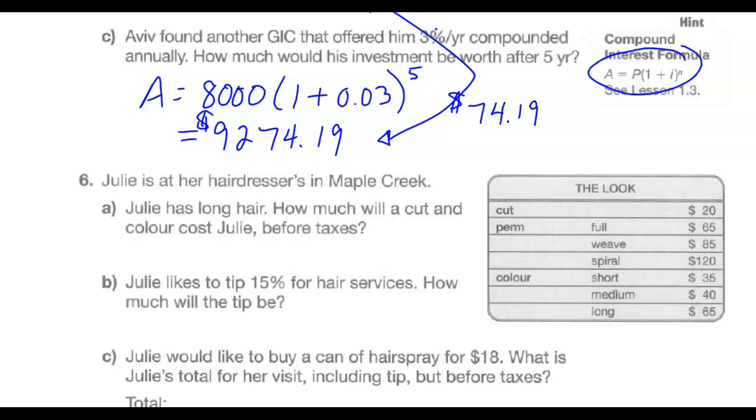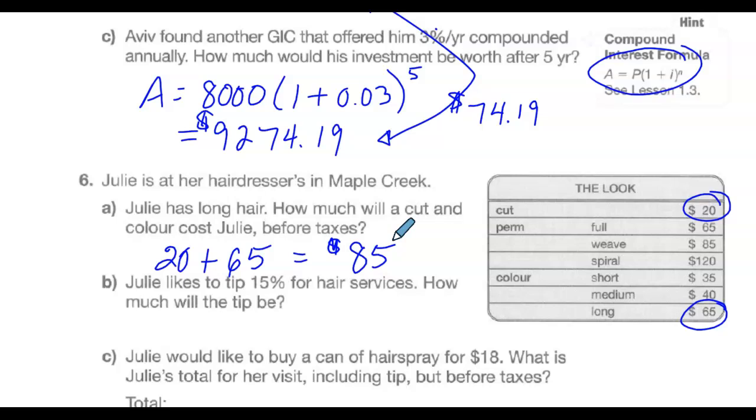Question 6, Julie is at her hairdresser's in Maple Creek. Julie has long hair. How much will a cut and a color cost Julie before taxes? So here's the costs. A cut by itself is 20. Color depends on how long your hair is, typically. So color for long hair is 65. By the way, these are pretty cheap prices. Again, some things have gone up in price. So that would be $85 for a cut and color.